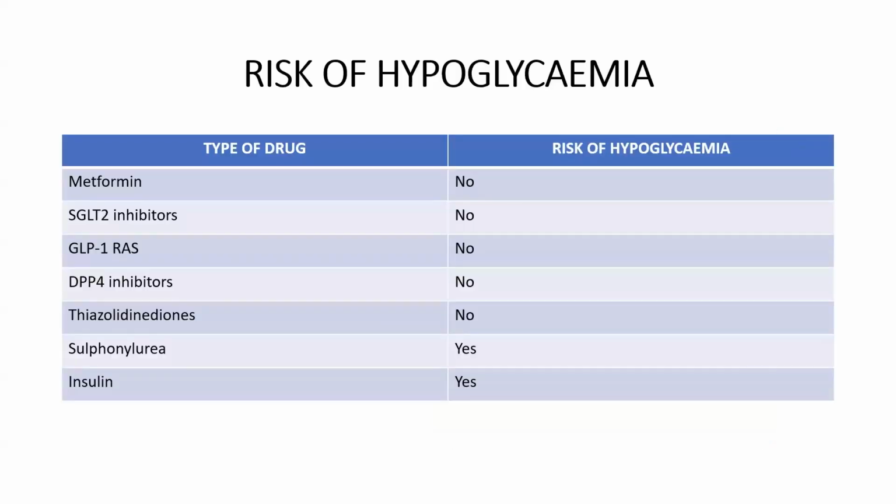So this is the risk of hypoglycemia. Generally we know that there's no real risk of hypoglycemia with almost all the drugs except sulfonylurea and insulin. That we have to keep in mind.